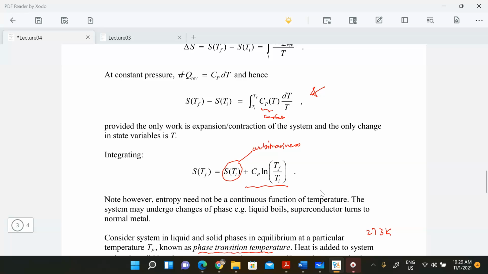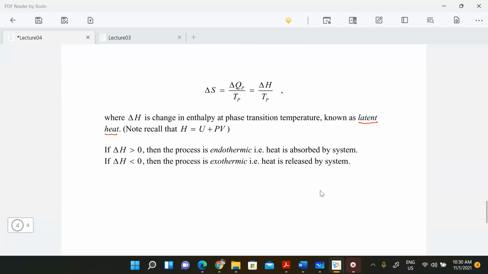So generally, what's going to happen? I need to go to the whiteboard. Before that, if this delta H is greater than 0, then the process is called endothermic. That means the system absorbs heat. And if your delta H is negative, then the process is called exothermic, and the system releases heat.